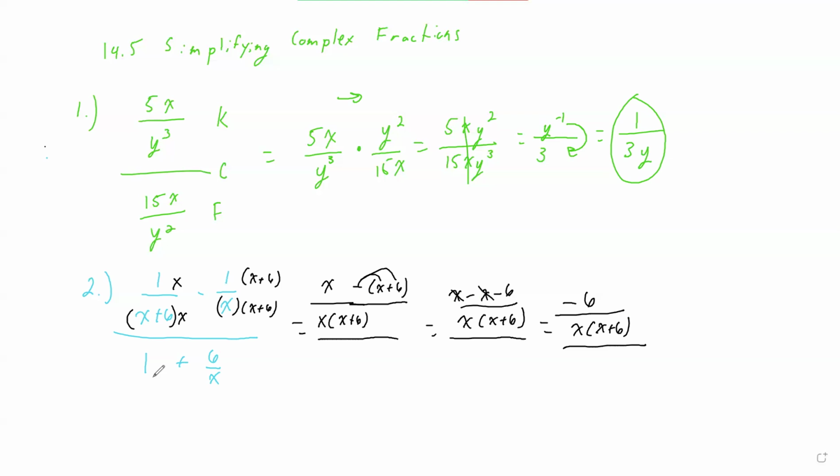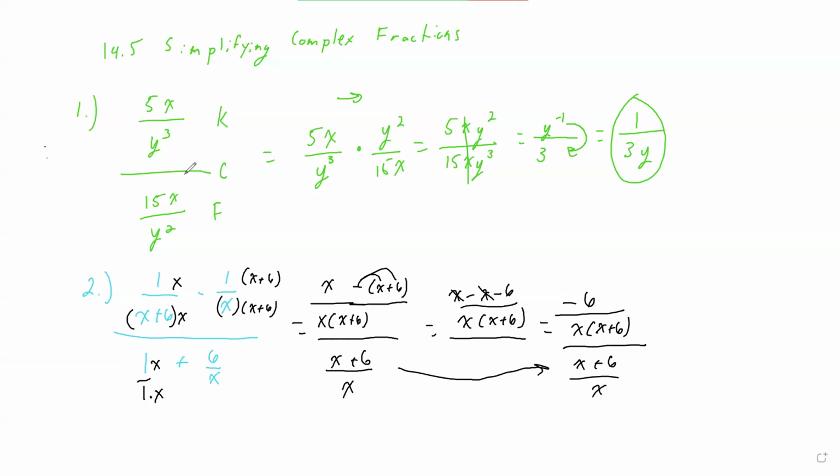And then over here, I can make this a fraction by putting it over 1. And then I notice that this just needs an x. So I'll multiply both the top and the bottom by x. And when I do that, I get x on the denominator. And then 1 times x, which is x, plus 6. Now in this case, that would be it. So I'm going to go ahead and rewrite this all the way over here.